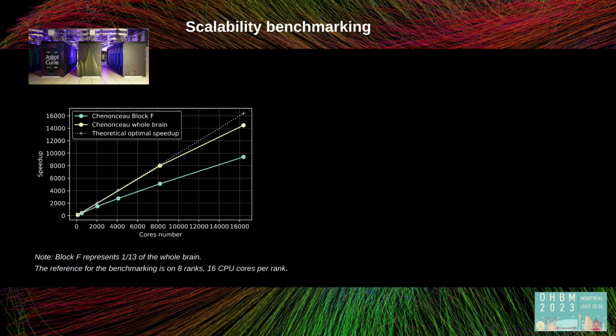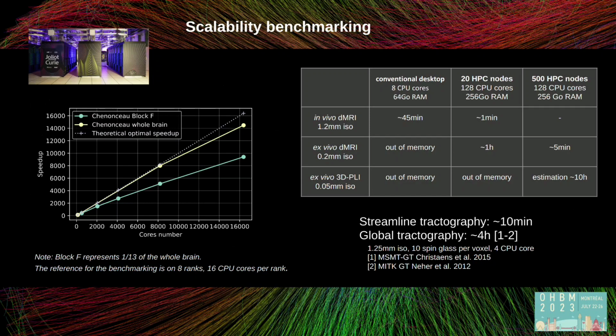Let's now compare the time required for full tractography using different setups. With a conventional computer performing in vivo dMRI at 1.2 mm resolution, it would typically take around 45 minutes, which is aligning with existing global tractography literature, like in MRtrix or MITK. By using a 20-node HPC cluster, the computation time can be reduced to approximately 1 minute, which is nearly equivalent to the time required for a conventional streamline algorithm.